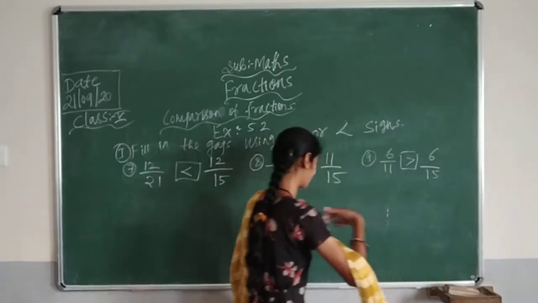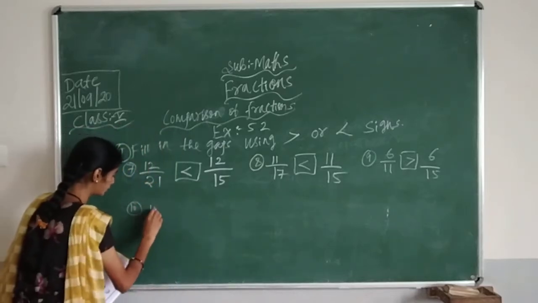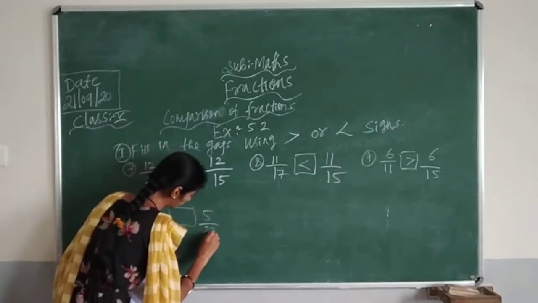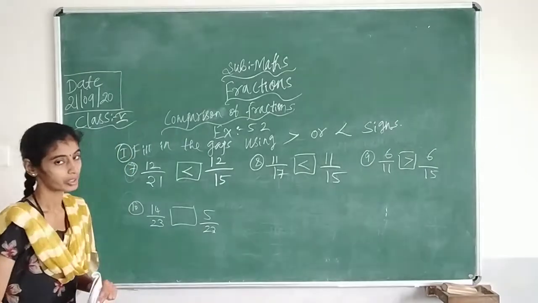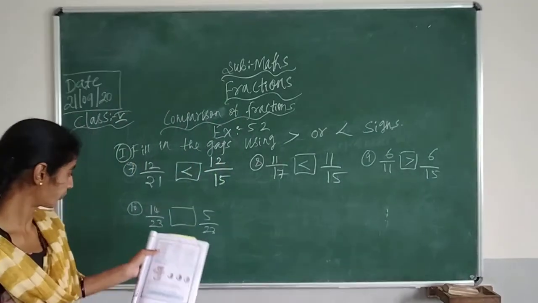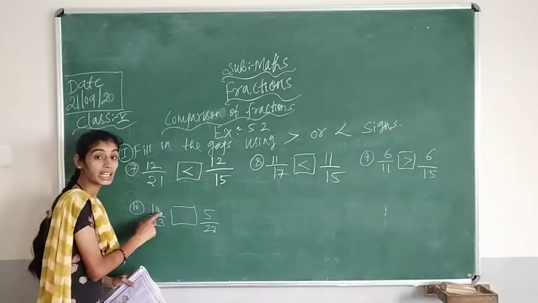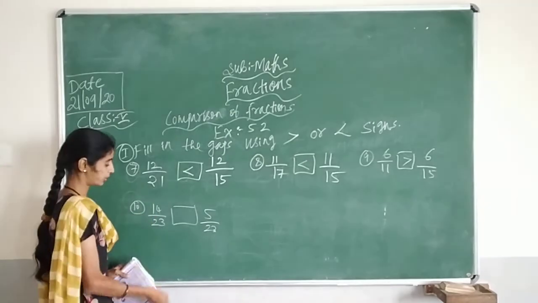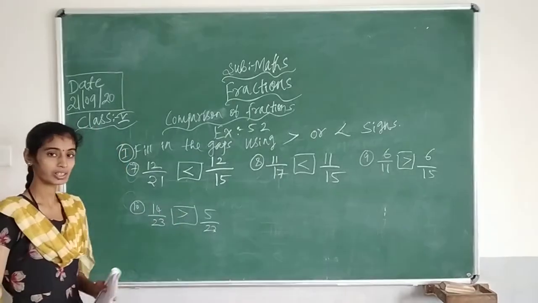Okay. Then what is the next question? 10. 14 by 23. Then 5 by 23. So again you all can see your denominators are same. So what to do children? Try it. Please try to do. It is very simple. So when denominators are same, you have to see the greatest numerator. So here 14, here it is 5. So 14 is the greatest.